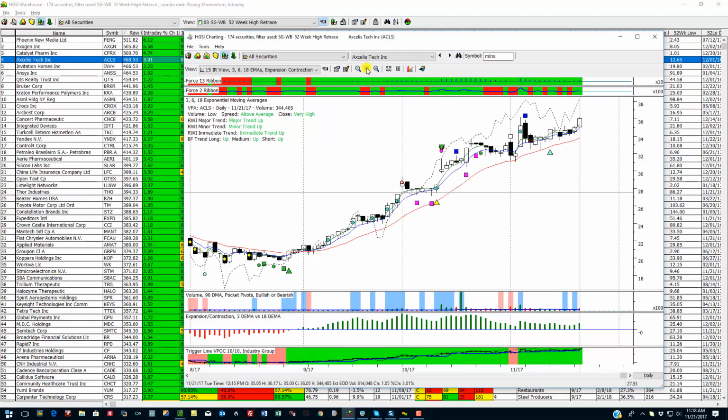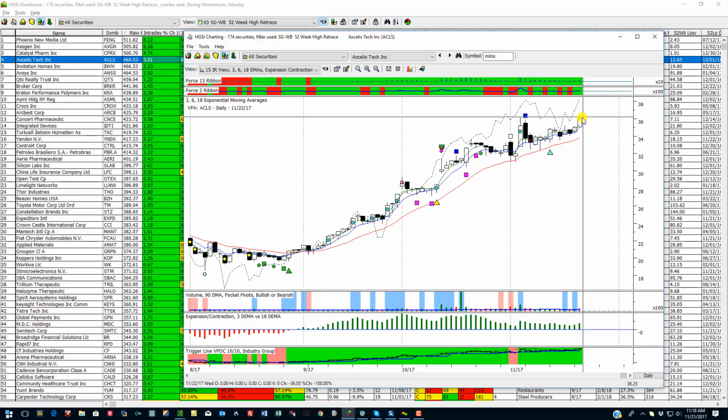Now here is ACLS. This is a nice chart. It's been appearing a lot in the groups, and once again it qualified for this filter because it pulled back from this 52-week high right here, but stayed in a nice range. So as long as it was between that -2 and -10% in here, it's going to pass this filter.